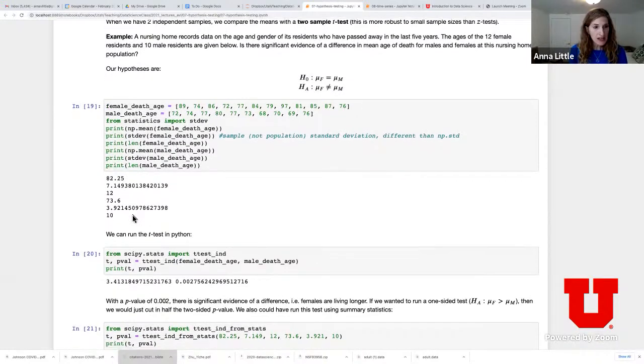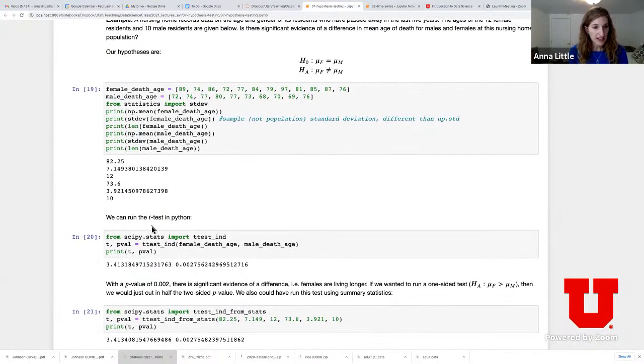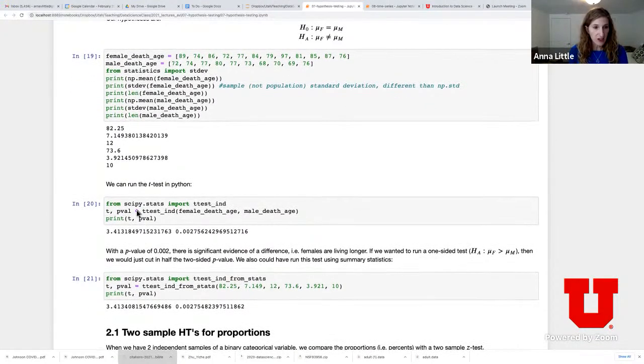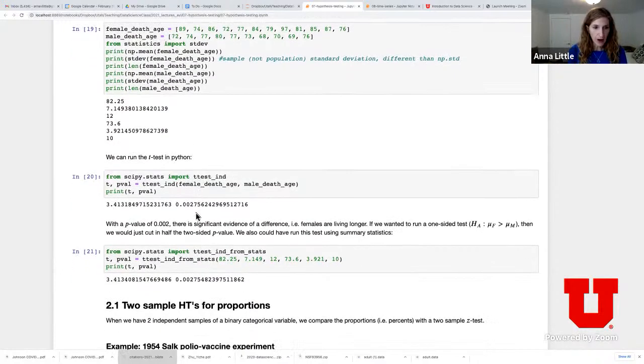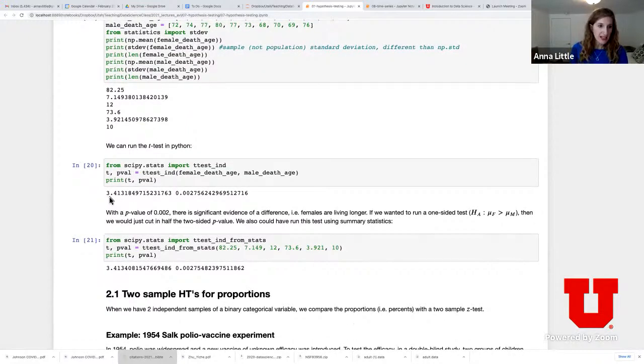Okay, and now we can actually run a test in Python. The scipy.stats package has a function called ttest_ind, and this IND stands for independent samples. So this is an independent sample t-test. And you just input the two different data sets. So you just do the t-test between the female list and the male list, and it'll output both the test statistic t and the p-value. And here we see the test statistic t is 3.4, which is pretty high.